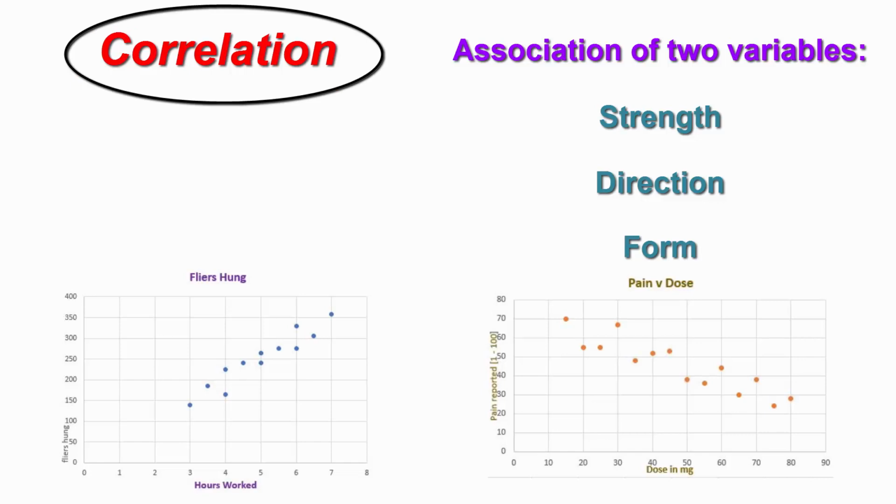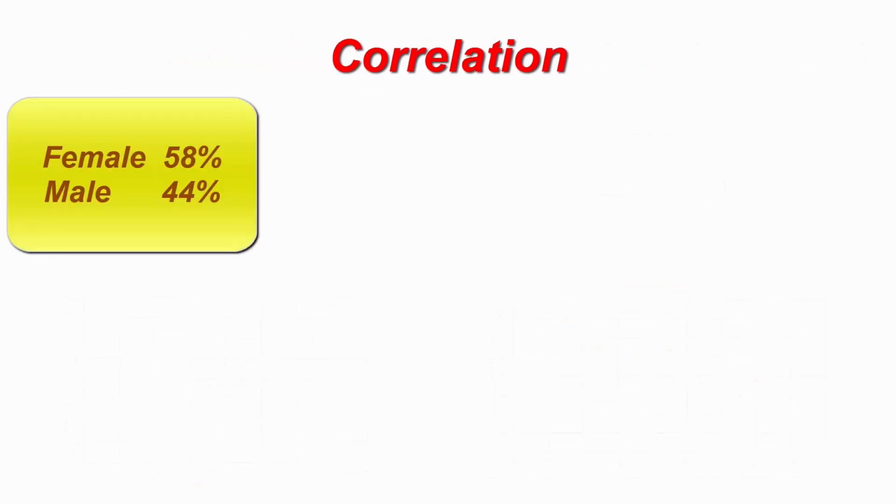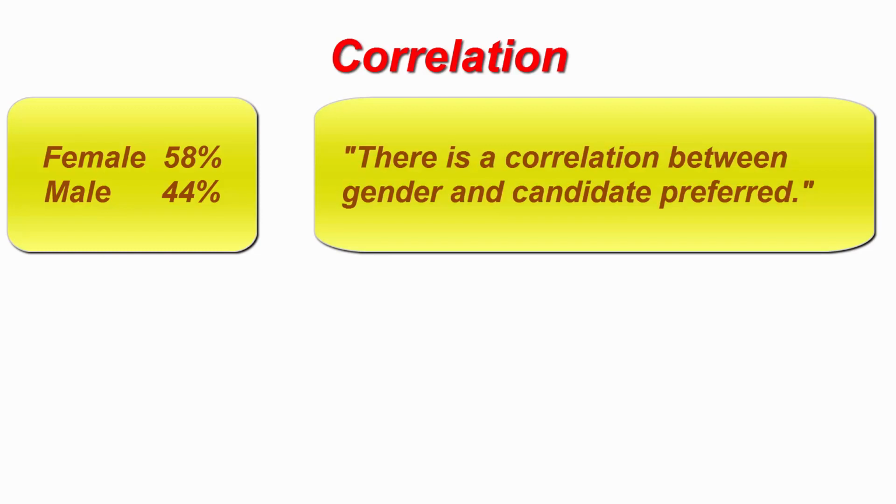The term correlation is often misused in the media and business world. For example, suppose female voters are generally in favor of a certain political candidate while men generally prefer a different candidate. Media sources have been known to say things like there is a correlation between gender and candidate preferred. If you claimed this as an accurate statement on an AP exam, you'd lose points.